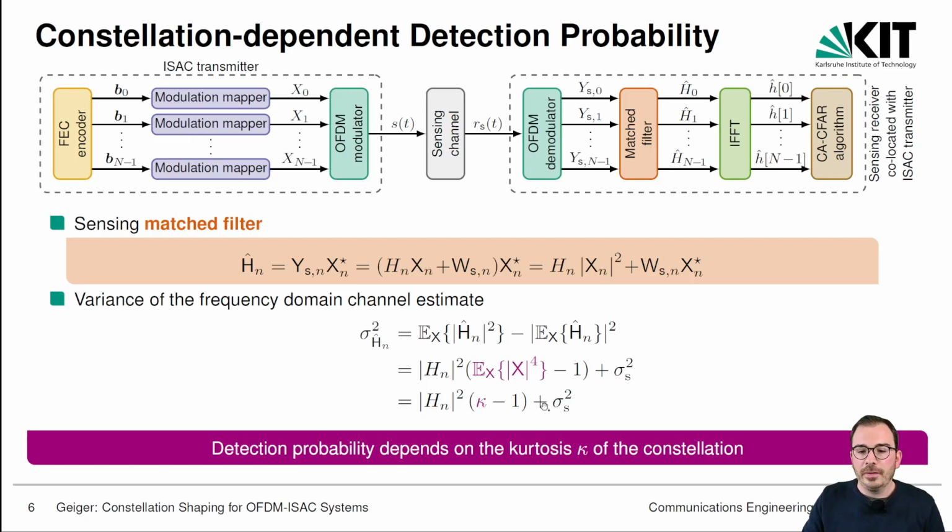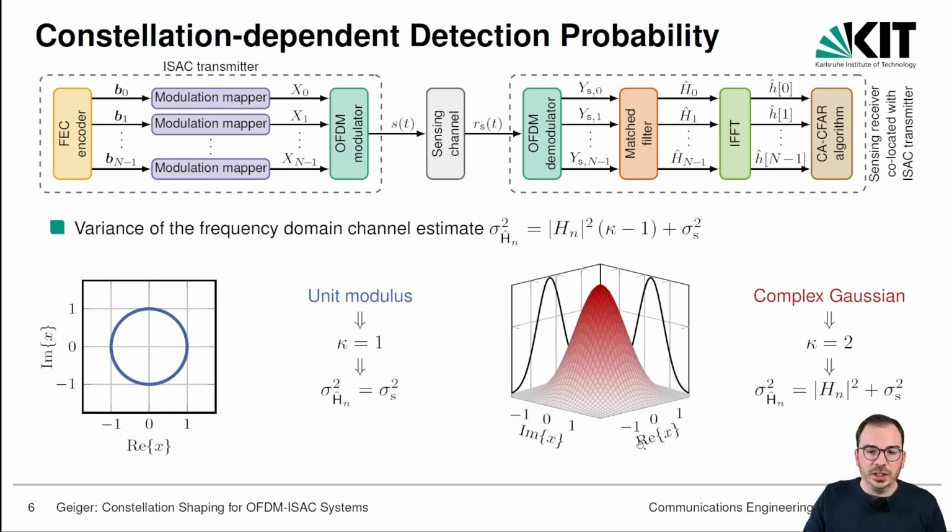The fourth moment of our constellation is also often denoted as the kurtosis. And so we were now able to show that the detection probability of our ISAC system depends only on the kurtosis of the constellation which we use. Now let's have a look at the two examples from the beginning.